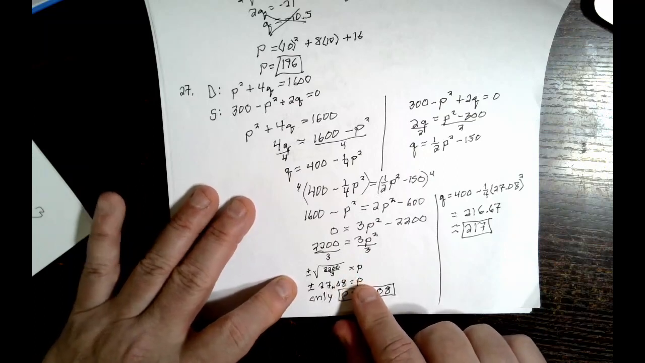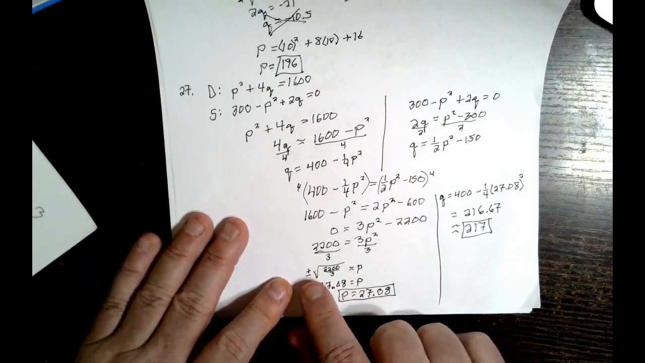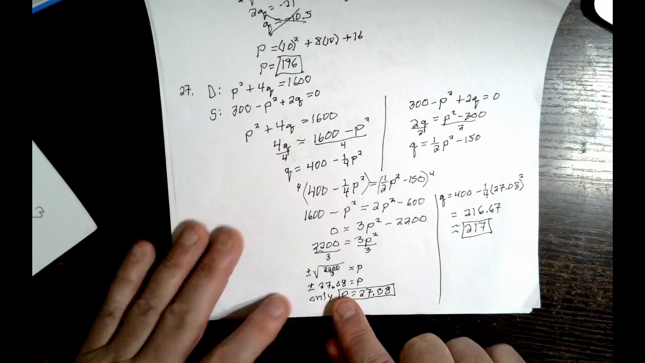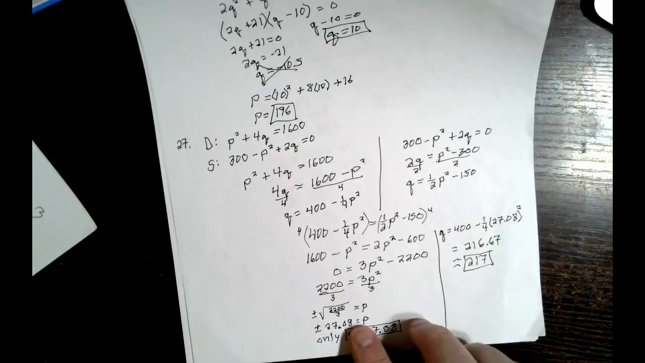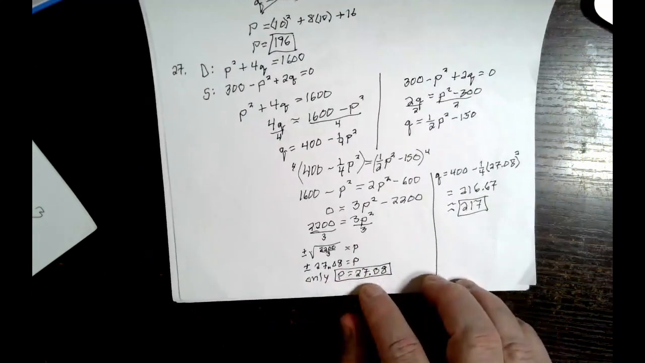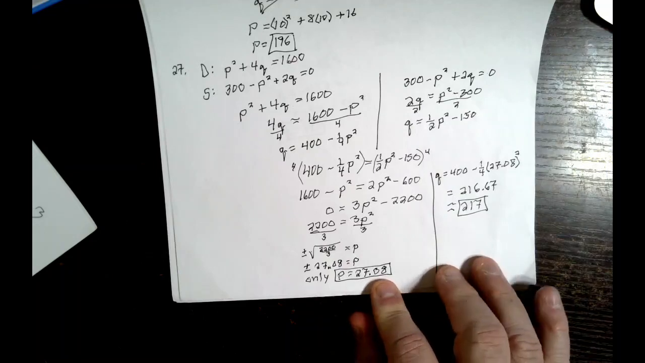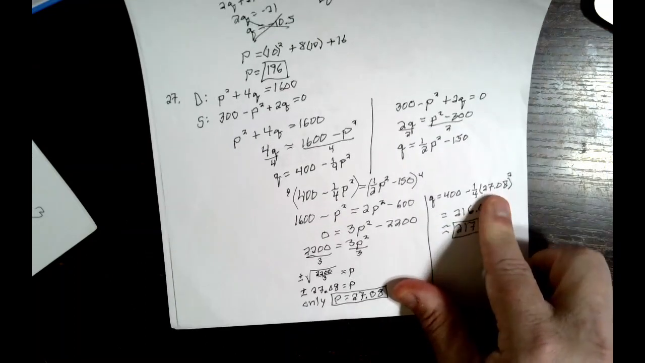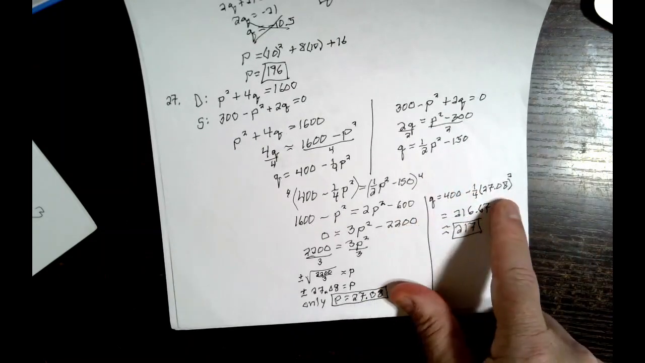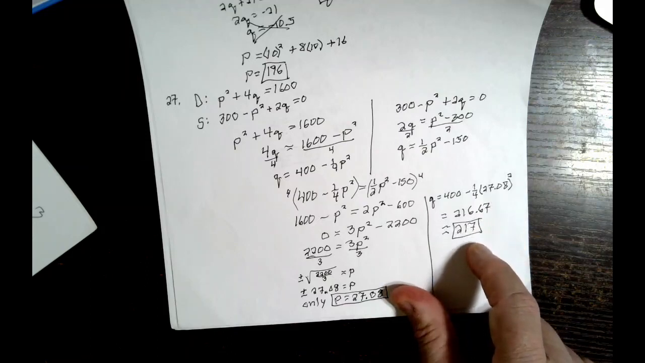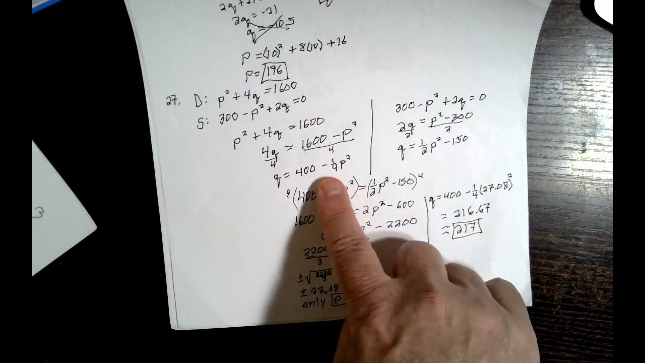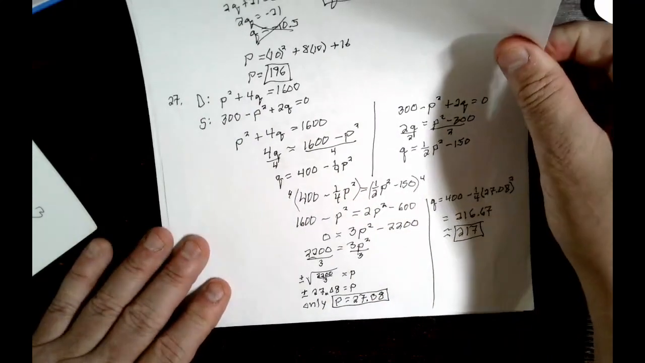And now you've got something squared equals a number, so you square root both sides and you get plus or minus 2708. And you got to throw out the negative, so you keep only the 2708 positive. Plug that into either equation and you get q is 217. Okay, I plugged it into this guy here. So my quantity is 217 and my price is 2708.